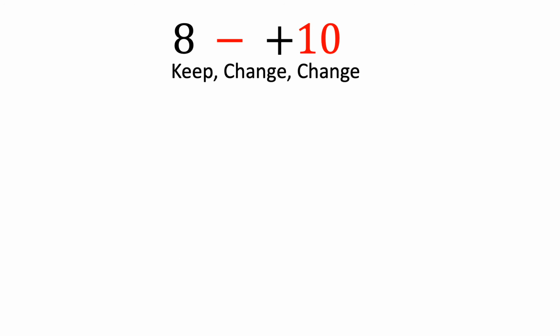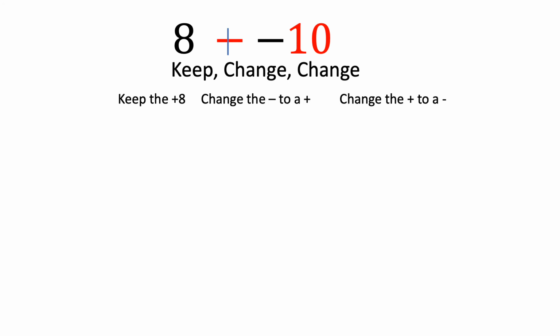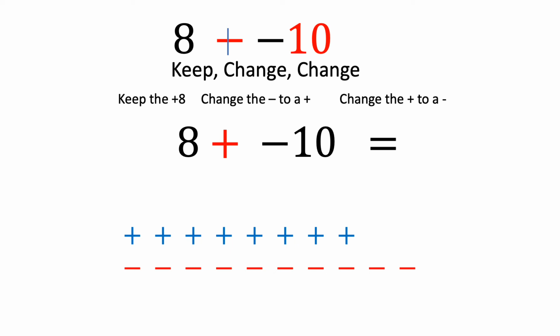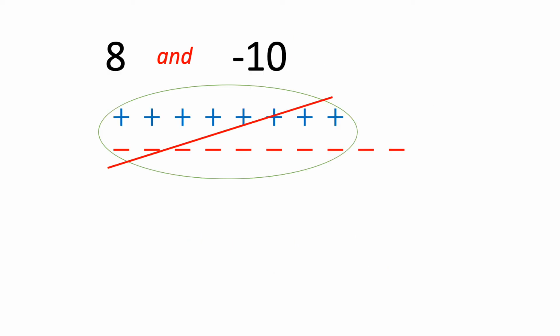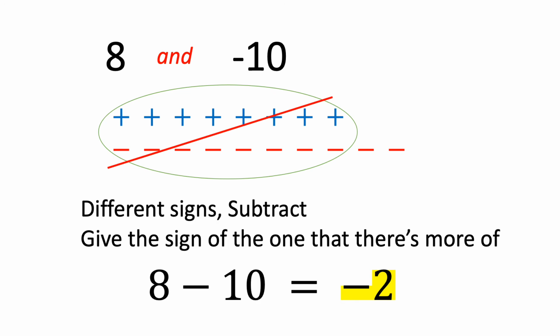If we have 8 minus positive 10, we can keep, change, change the signs. In other words, we can keep the 8, change the minus to a plus, and change the plus to a minus. So instead of seeing it as 8 minus positive 10, it can be read 8 plus negative 10. In this case, we see we have different signs, so we subtract the zero pairs, and we're left with negative 2. If we have 8 positives and 10 negatives, we're left with negative 2.